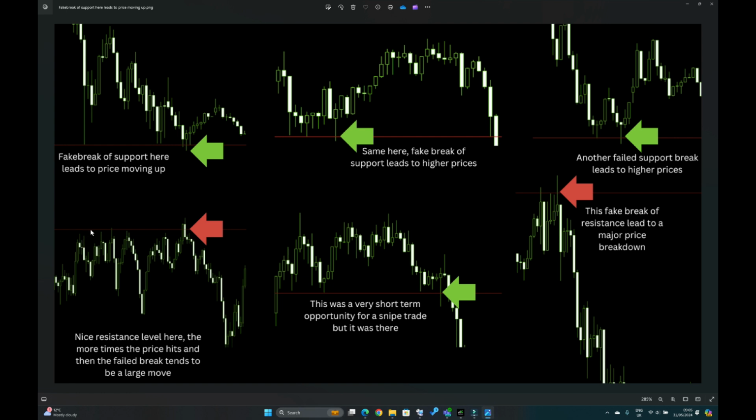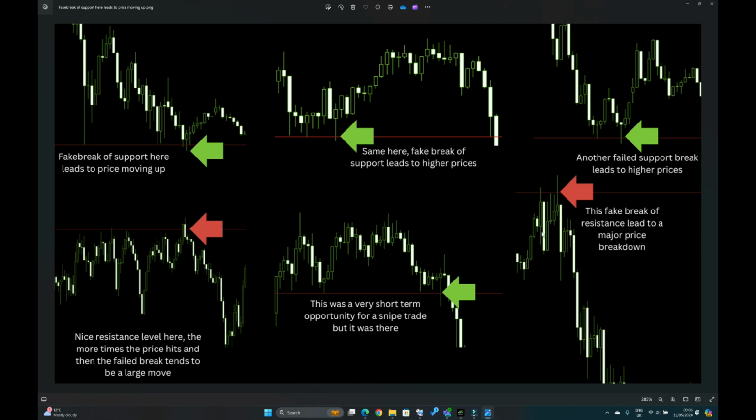This is a really nice one. You see multiple times. You can see the more times it hits, the stronger the support or resistance is. And then when you get a fake, you get a large move. Of course, it's not always a massive move each time. This one broke here, straight up. Would have been an opportunity, but then it went straight down. And then here again, we have another fake break, closes below and goes down.